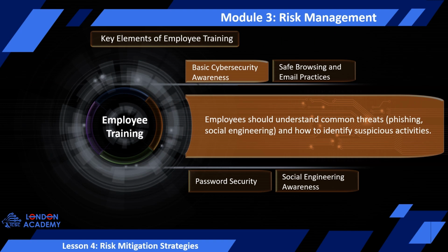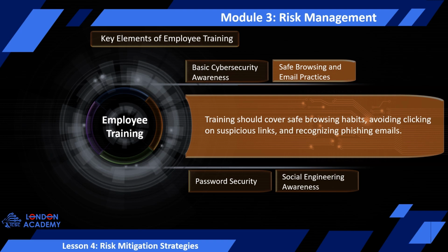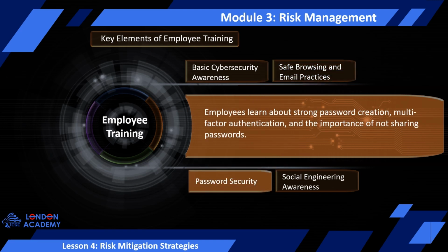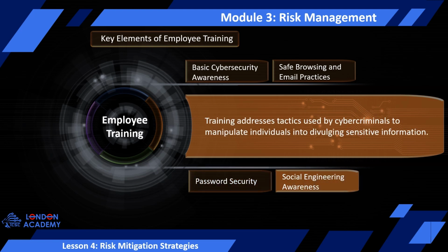Basic cybersecurity awareness. Employees should understand common threats, phishing, social engineering, and how to identify suspicious activities. Safe browsing and email practices. Training should cover safe browsing habits, avoiding clicking on suspicious links, and recognizing phishing emails. Password security. Employees learn about strong password creation, multi-factor authentication, and the importance of not sharing passwords. Social engineering awareness. Training addresses tactics used by cybercriminals to manipulate individuals into divulging sensitive information.